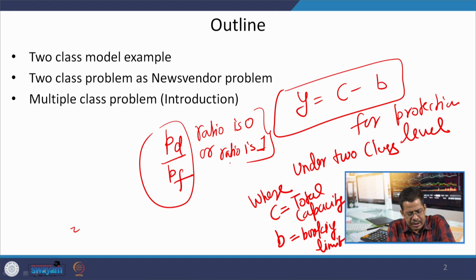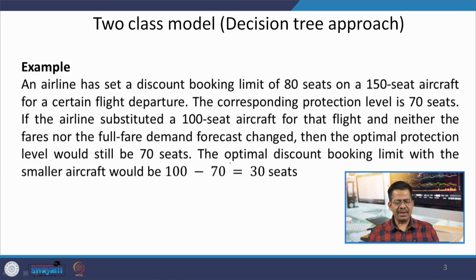And in that we realized that using this PD upon PF, the Littlewood rule is very easy for us to apply. Now, let us start this particular session with one or two simple examples, and then we will try to extend this knowledge to a multi class allocation problem also. This is a simple example based on our previous session, and it will give some kind of recap of that class also.